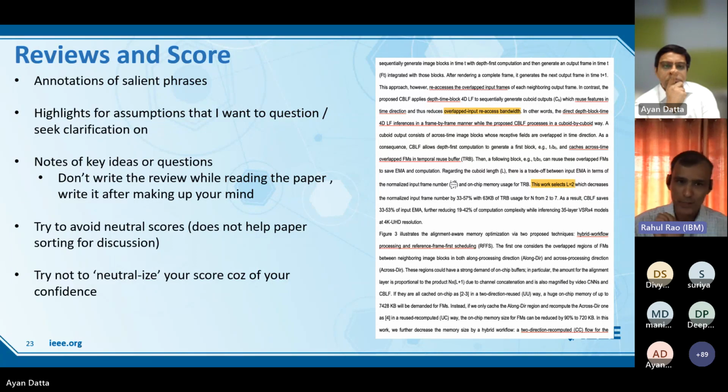Make notes of key ideas or questions. I don't try to write the review itself while I'm reading the paper. I want to read the paper, let it sink in, and then I try to write the review.